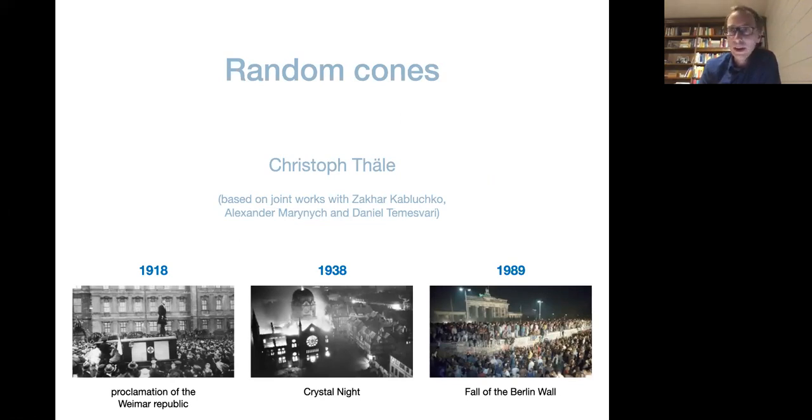For example, the proclamation of the first so-called Weimar Republic was on the 9th of November. The Crystal Night, where the Nazis burned the synagogues and Jewish shops, also took place on the 9th of November. But also lucky events like the fall of the Berlin Wall. This was also a 9th of November, but because there are good events and bad events, it's still not a national holiday. It's just a usual day, but very important for Germany.